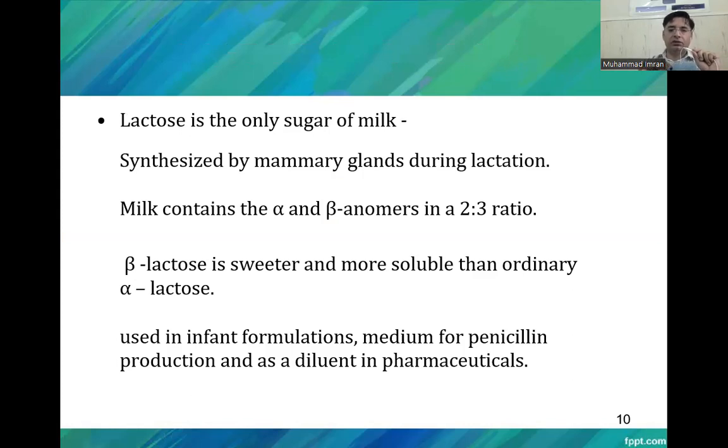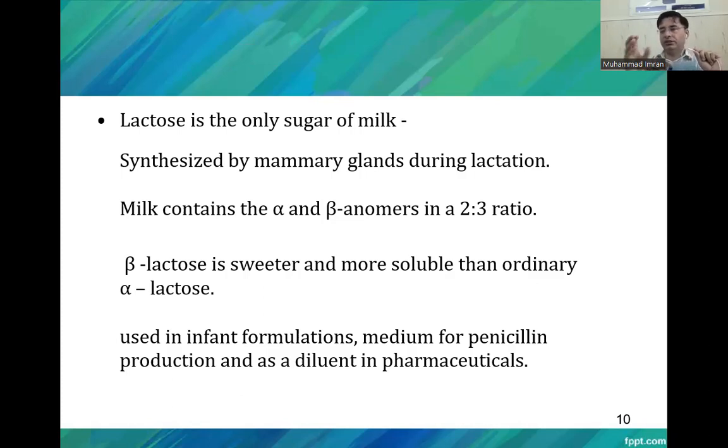Lactose is the only sugar of milk and the major source of carbohydrate for a newborn baby. Synthesized by the mammary gland during lactation, milk contains alpha and beta in a 2 to 3 ratio. That's why it shows mutarotation, because it has a free anomeric carbon, which is the first carbon. Beta lactose is sweeter and more soluble than ordinary alpha lactose. It is used in infant formulation, as a medium for penicillin production, and as a diluent in pharmaceuticals. These are the uses of lactose.